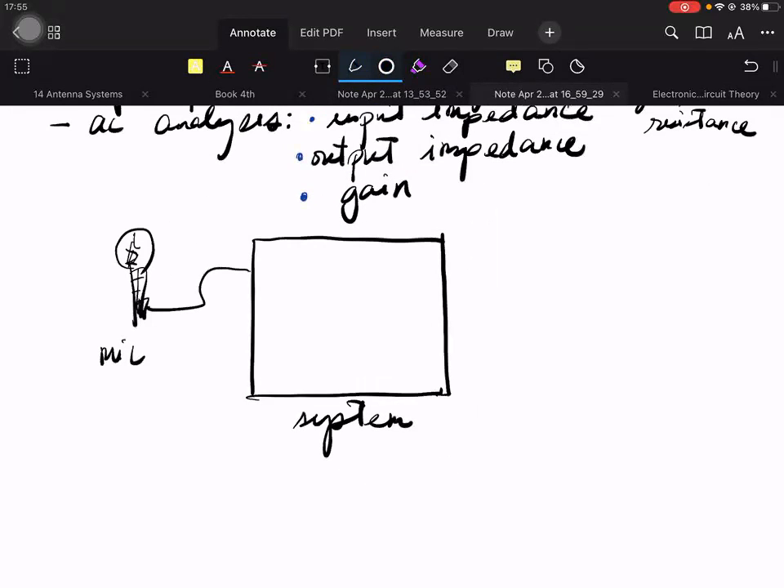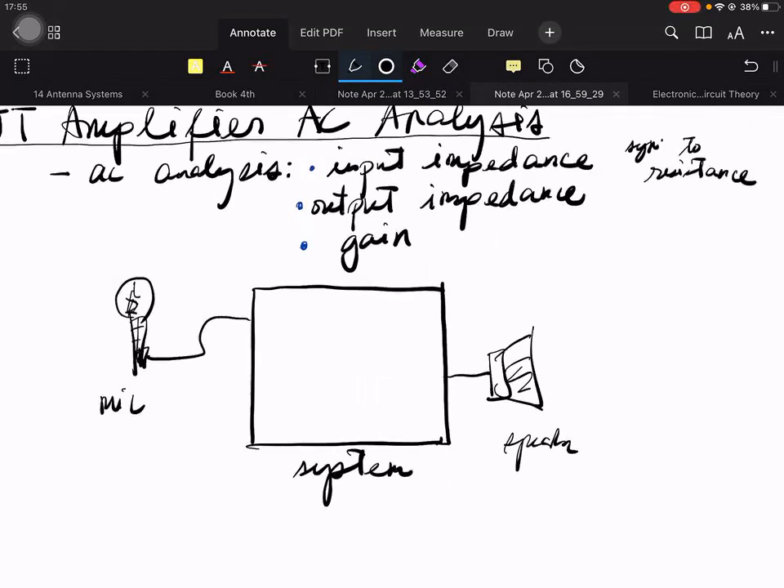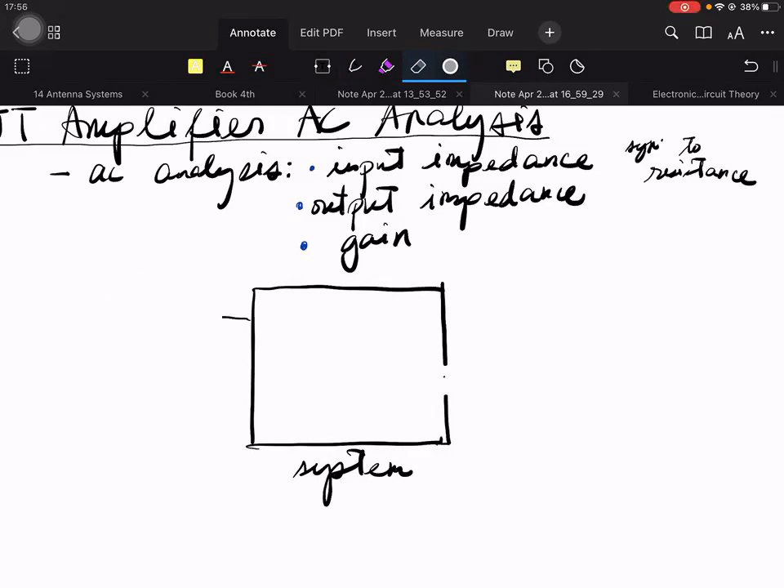Our load, we connect our amplifier to our load, maybe in the form of a speaker. If that's all we want, we do not need to know the IC, the IB, the IE, the BCE. All we need to know is the impedances and the gain. That is of more importance to us. We could use our amplifier like that.